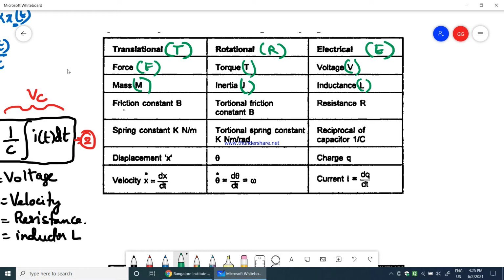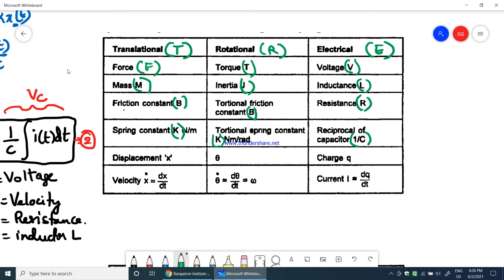Similarly, friction constant B in rotational, torsional friction, because it is a rotational system. Therefore, torsional friction constant B in rotational will be equal to resistance in electrical. Then the torsional spring constant K in rotational will be equal to 1 over C, the reciprocal of the capacitor.